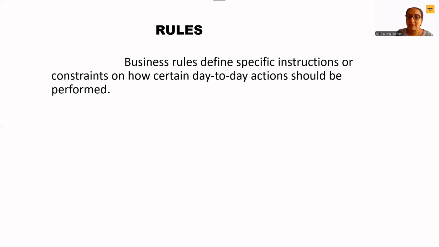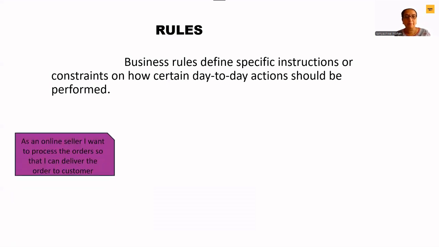And R stands for rules. So business rules define specific instructions or constraints on how certain day-to-day actions should be performed. For example, as an online seller, I want to process the orders so that I can deliver the order to the customer, right?